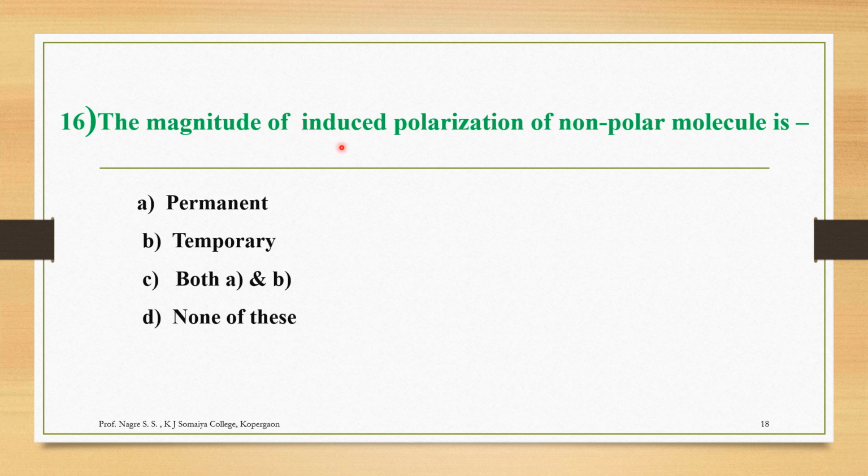The magnitude of induced polarization of non-polar molecule is, and the options are: A option is permanent, B option is temporary, C option is both A and B, and fourth option is none of these.